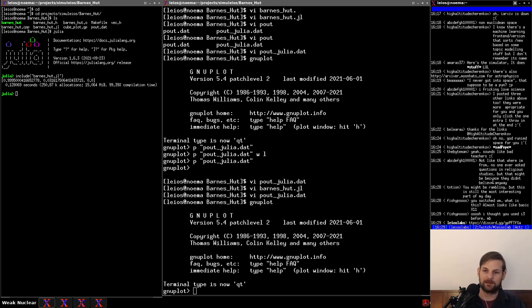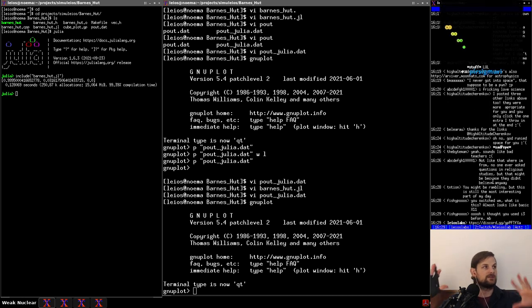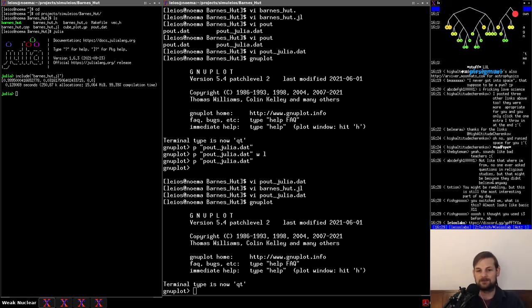No, I've always used OpenBox. I have some semi-tiling keybinds that allow me to kind of put windows into place. But for the most part, I have not changed this desktop environment or window manager since I was like 14.